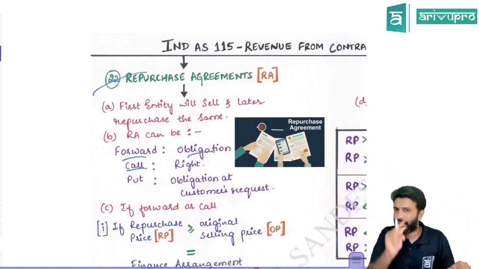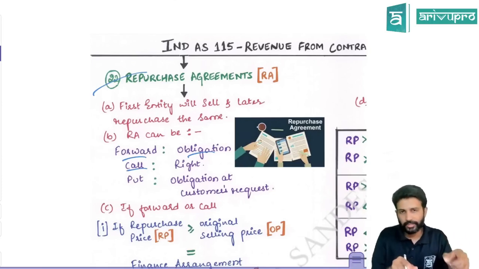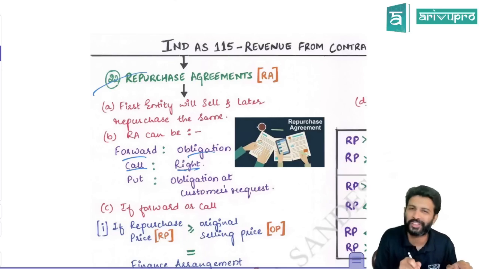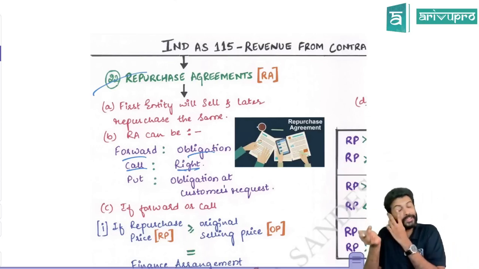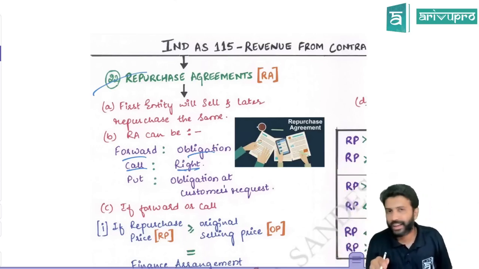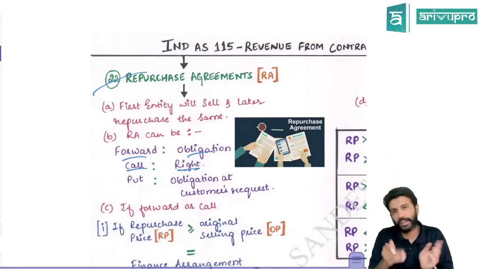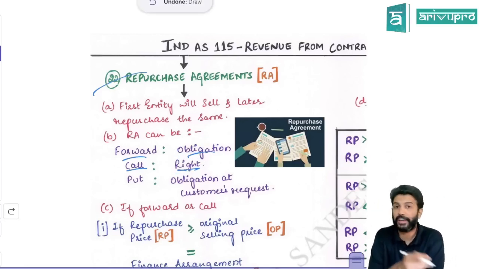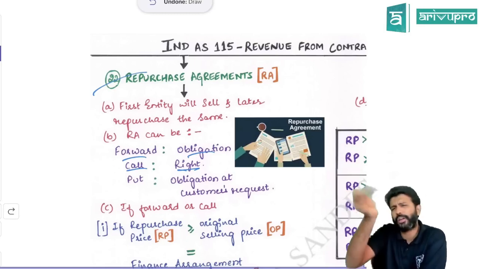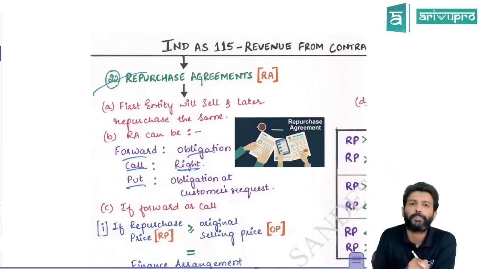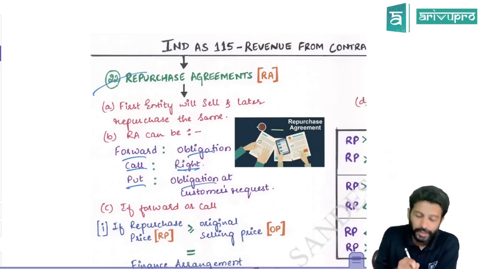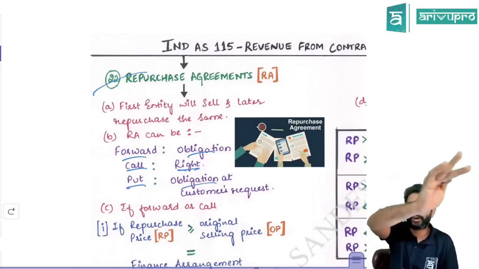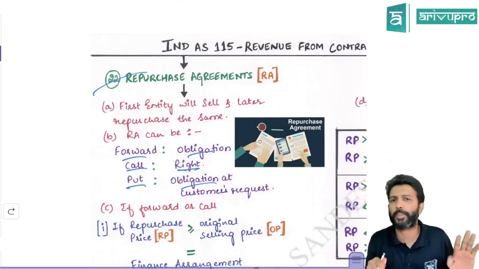Call, if they use the word call, if this repurchase arrangement has come in the form of call, it means the entity has a right to purchase. They only have a right. If they want, they'll exercise this right, or if they want, they'll let this right lapse. That is the entity's choice. So in the first case the entity does not have a choice. In the second case the entity has a right, meaning they have a choice. If they want, they'll buy back, or if they want, they'll not buy back. Last one is put. Put means the entity has an obligation to purchase, but only at the customer's request. If the customer wants to sell the product back to you, then the entity has to buy. We don't have any other option, like that.